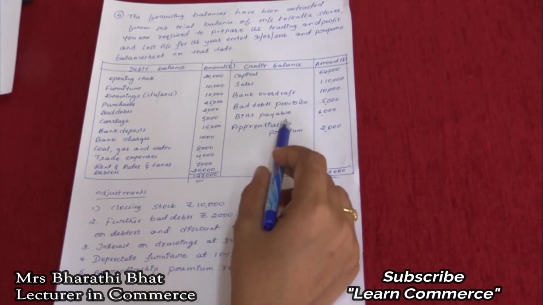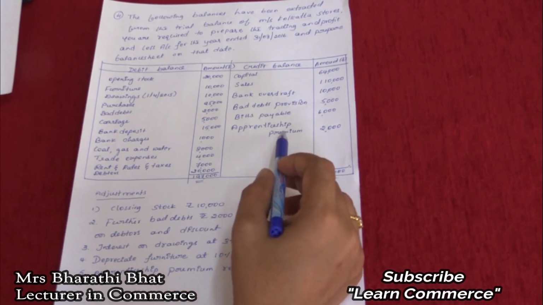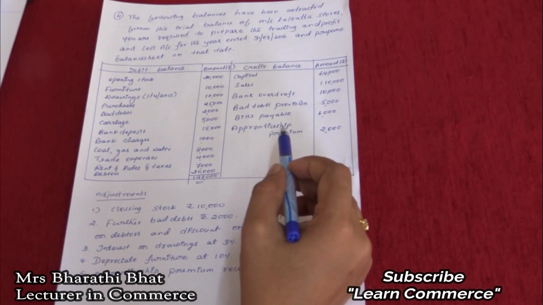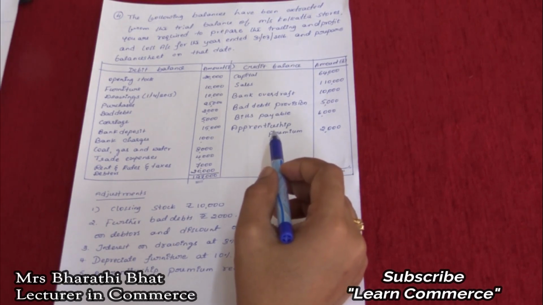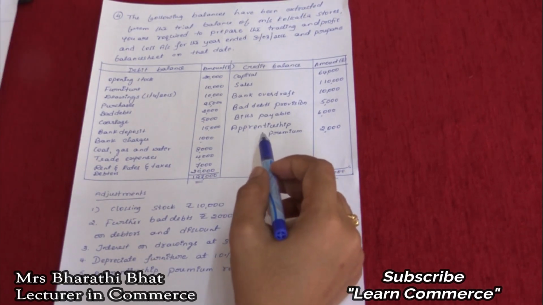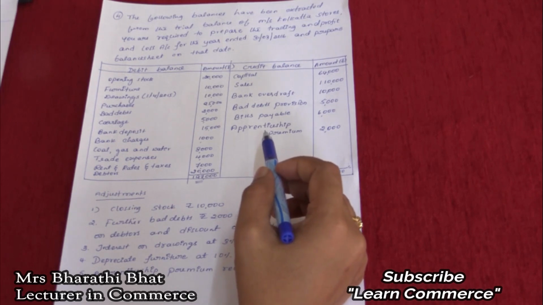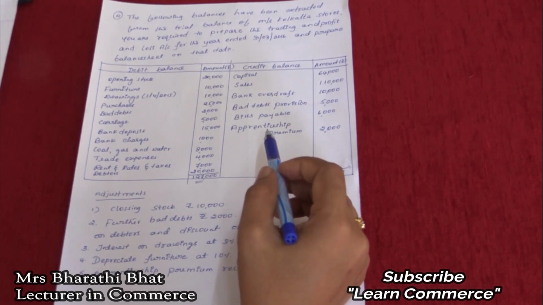Then bills payable, apprenticeship premium. Apprenticeship premium means it is an income. It is an income for providing training to someone.